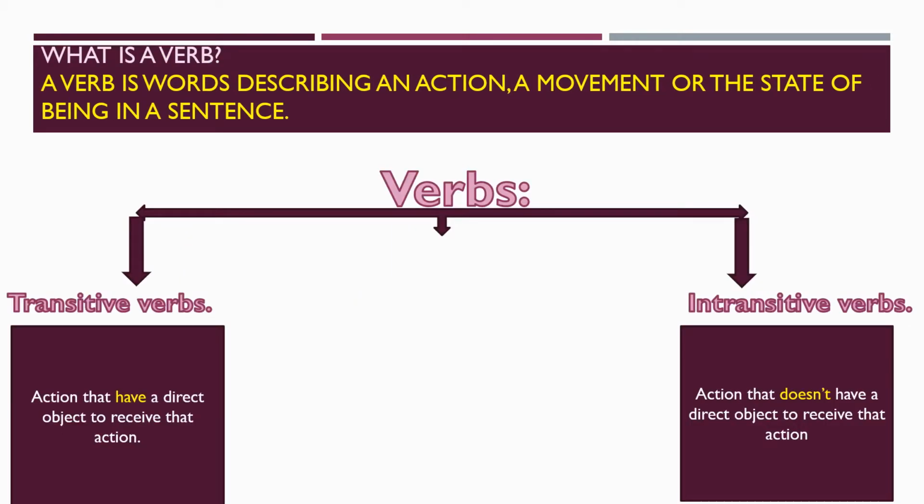What is a verb? The verb is a word describing an action, a movement, or the state of being in a sentence. The verb is divided into two parts: transitive verb and intransitive verb. Transitive verb means action that has a direct object to receive that action. Intransitive verb means action that does not have a direct object to receive that action.